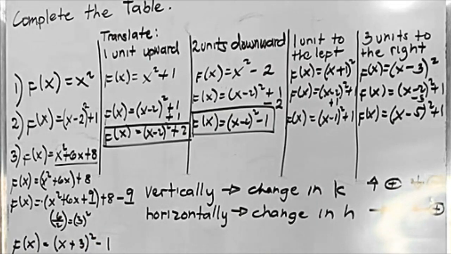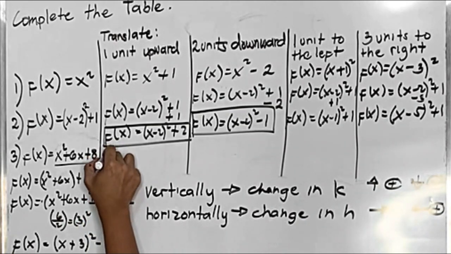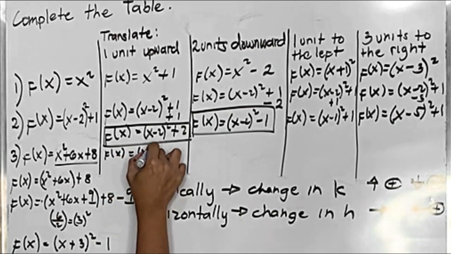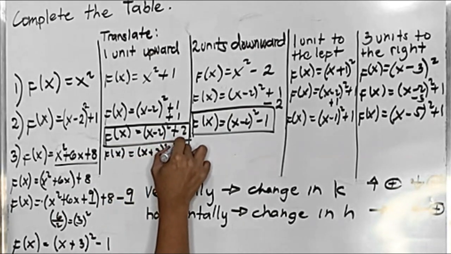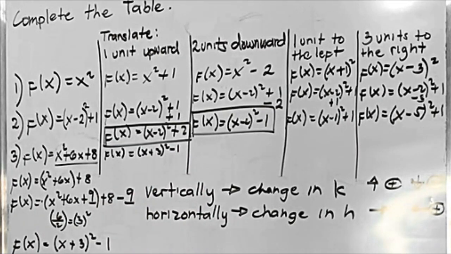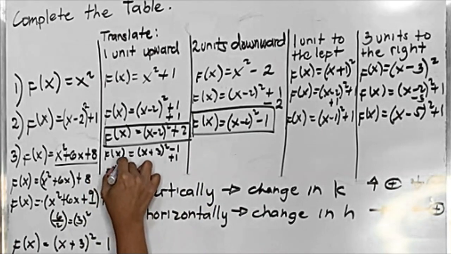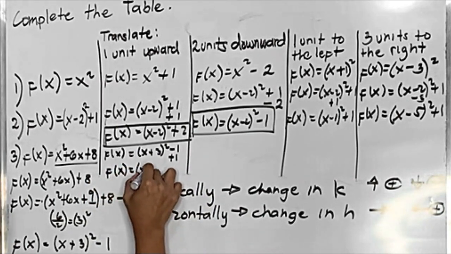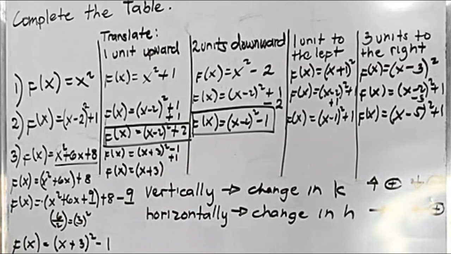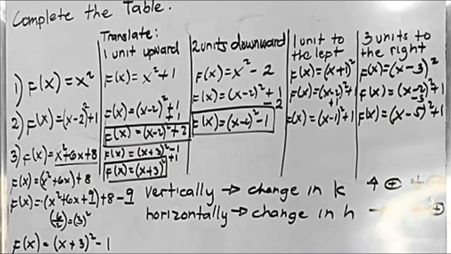So if you need to move 1 unit upward, there will be a change in k. So your initial function, f of x is equal to (x plus 3) squared minus 1. So you need to add 1 to our k. So f of x is equal to (x plus 3) squared. Negative 1 plus 1 is 0. So that will be f of x is equal to (x plus 3) squared.